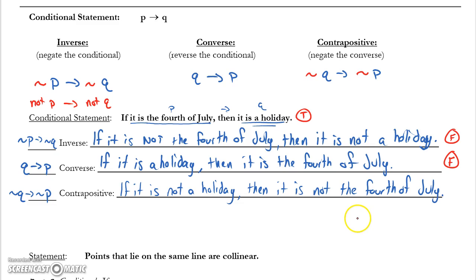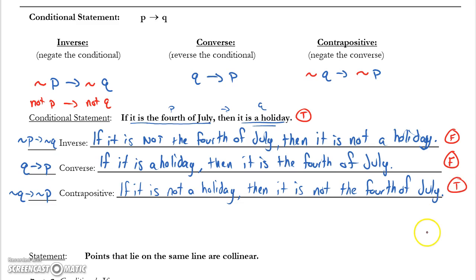Now this one can be harder to think of. When we start negating things, the logic of it starts getting a little bit more complicated. If I'm trying to determine a truth value here, I need to come up with a day that is not a holiday, and then it is not the 4th of July. Well, the only way for this to be false is if it is the 4th of July. But the 4th of July is a holiday. So there's no way I can come up with a day that's not a holiday that is the 4th of July. So there is no counterexample to this.